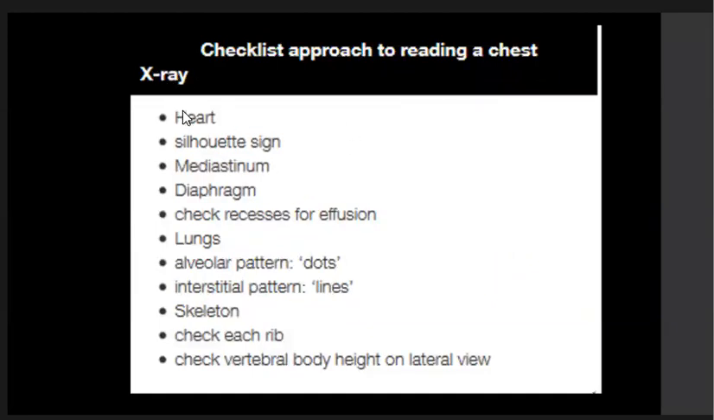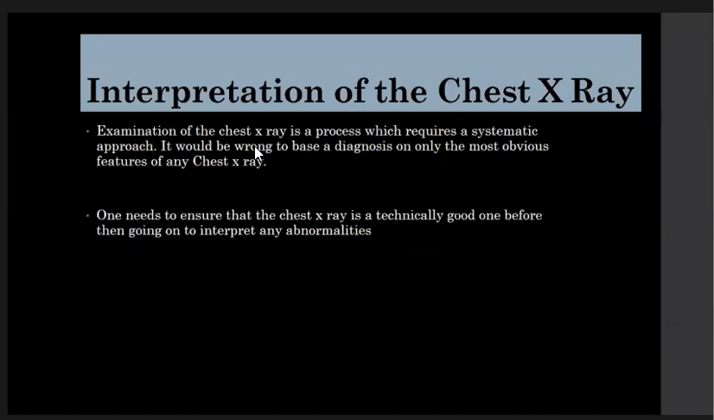Another checklist: look for the heart, silhouette sign, mediastinum, diaphragm, check orifices, lungs, alveolar bottom dots, interstitial bottom lines, skeleton, and check the ribs and vertebral bodies. So the interpretation of the chest X-ray is a process which requires a systematic approach. It would be wrong to base a diagnosis on the most obvious feature of the chest X-ray. One needs to ensure that the chest X-ray is technically good before going on to interpretation of any abnormalities.